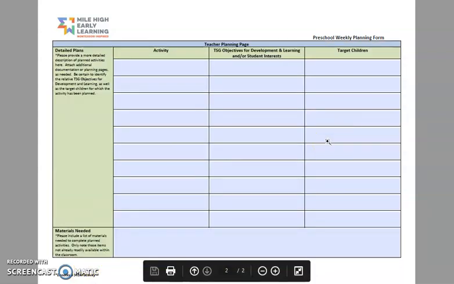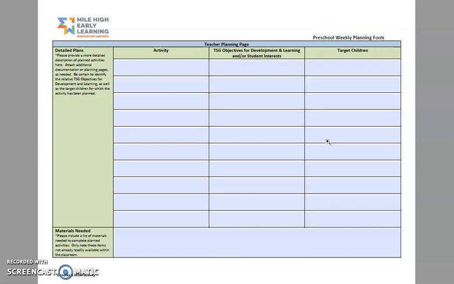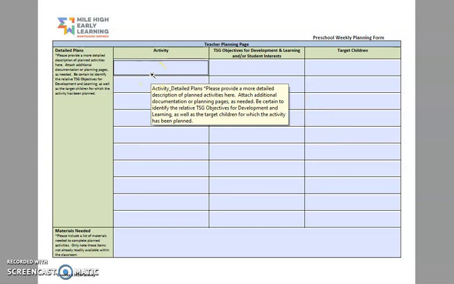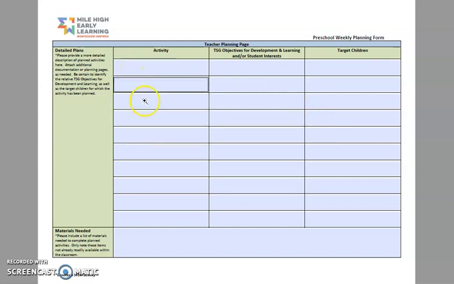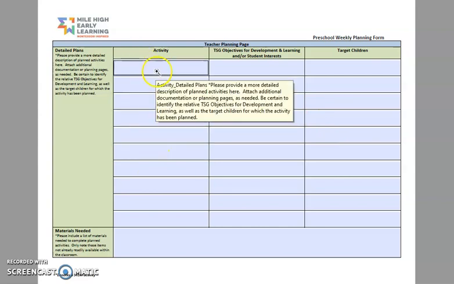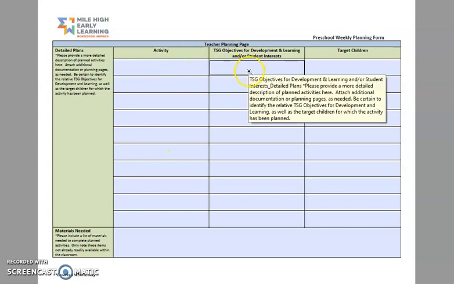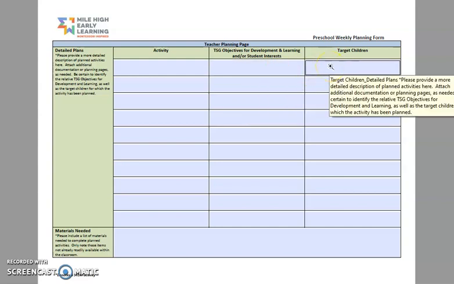So the back of the lesson plan form. When we are talking about TSG results accountability, we are really focused on this back piece of the lesson plan form in particular. This is where you would take things directly from TSG and list them out. So your activities would go over here. You're going to tie them back to the TSG objectives, which honestly, TSG does that for you, and then you're going to list your targeted children.